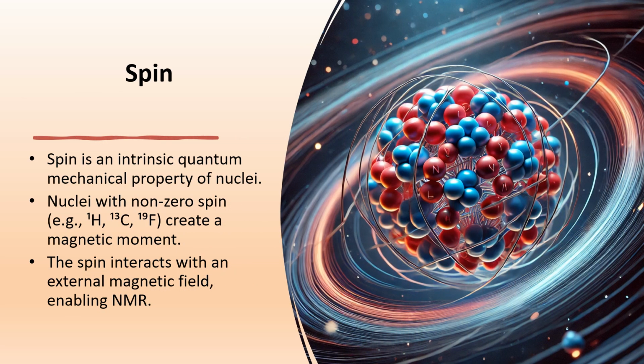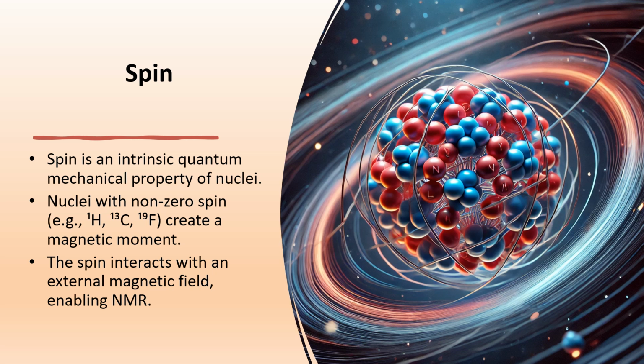So, what exactly is spin? Imagine it as a fundamental quantum property of certain atomic nuclei, almost like a microscopic dance or rotation at the subatomic level. This spin gives the nucleus a magnetic moment, essentially turning it into a tiny magnet. This magnetic moment is crucial because it allows the nucleus to interact with external magnetic fields, which is what we use in NMR. However, not all nuclei exhibit spin.